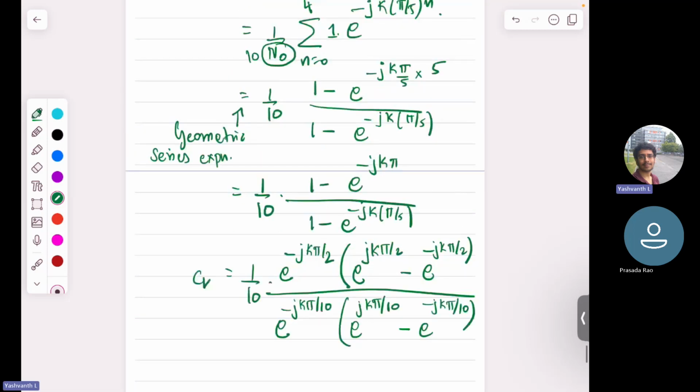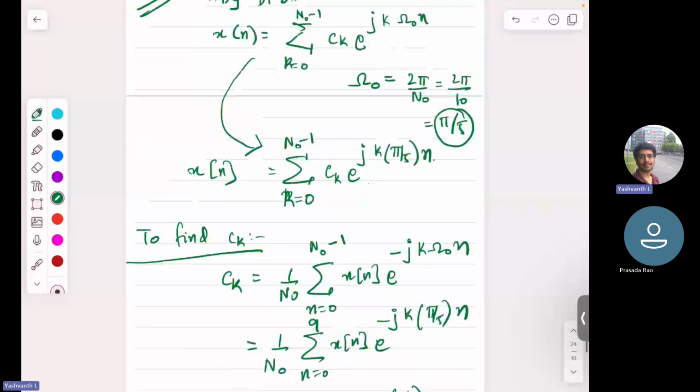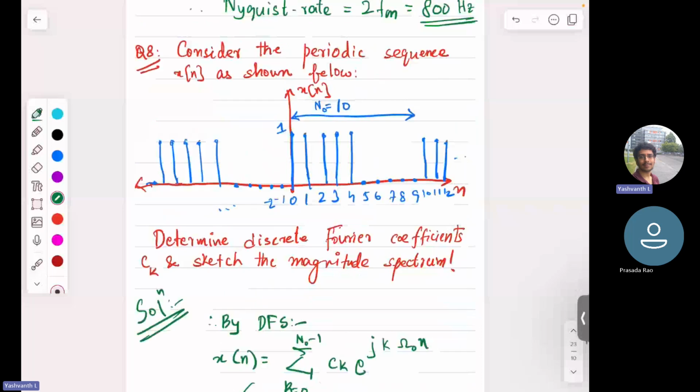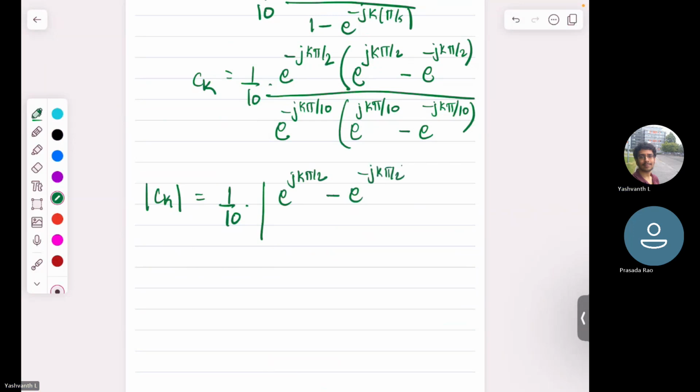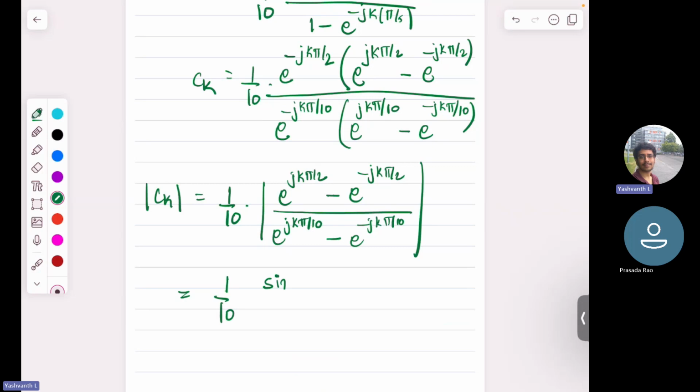Now, this is basically the value for ck. I'm asked to, okay, this is the first part: find the discrete Fourier coefficient ck. Then next is to determine and sketch the magnitude spectrum, that is mod of ck. Therefore, mod of ck is nothing but 1 by 10 into, the mod of the exponential prefactors will anyway cancel because mod of e power j theta is 1. But you have mod of (e power j k pi by 2 minus e power minus j k pi by 2) by (e power j k pi by 10 minus e power minus j k pi by 10). By Euler's relation, you can show that this modulus becomes sine k pi by 2 by sine k pi by 10. Is it okay?